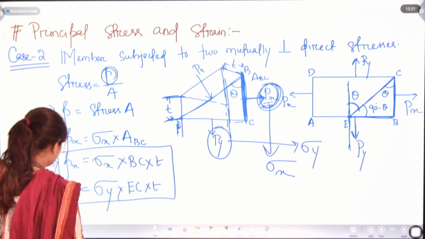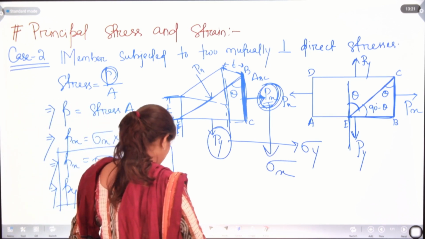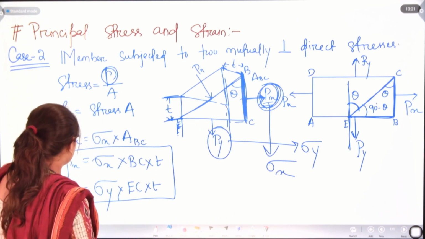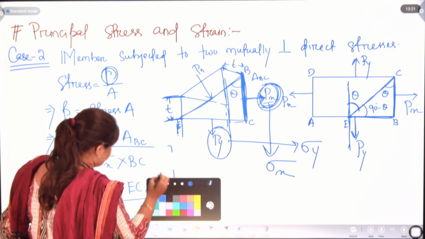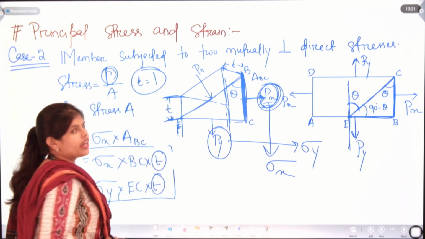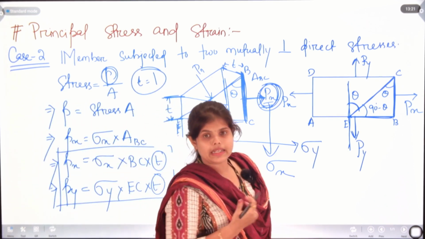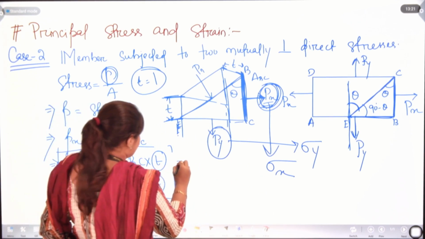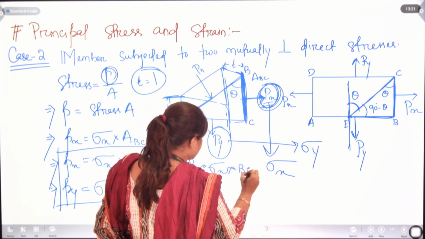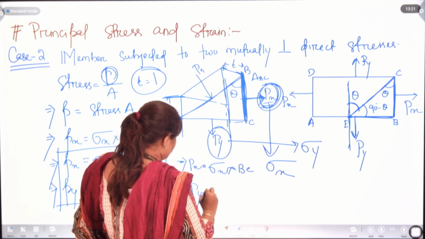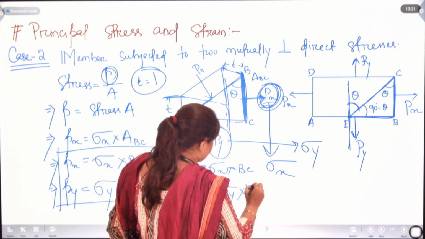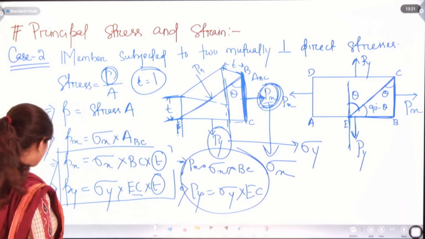Now we have Px and Py. If we take this T as unity, that is 1, our Px will be nothing but sigma x into BC, and Py will be sigma y multiplied with EC.